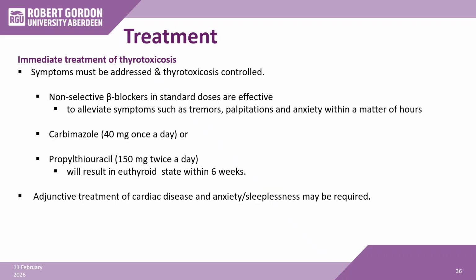Again, it is a medical emergency, so immediate treatment includes addressing the symptoms and controlling the thyrotoxicosis. So we have non-selective beta blockers, and carbimazole or propylthiouracil, so either or. These will result in a euthyroid state within 6 weeks. And then we also have adjunctive treatment of cardiac disease or anxiety, sleepiness may be required. So it just depends on what symptoms the patient presents with, and that's how they'll be treated.